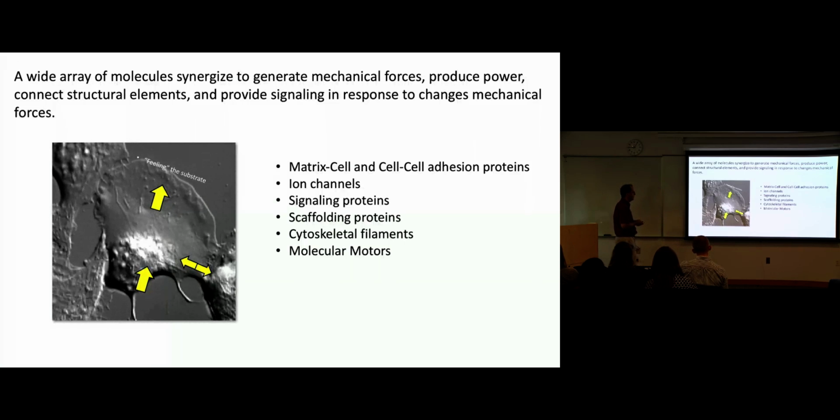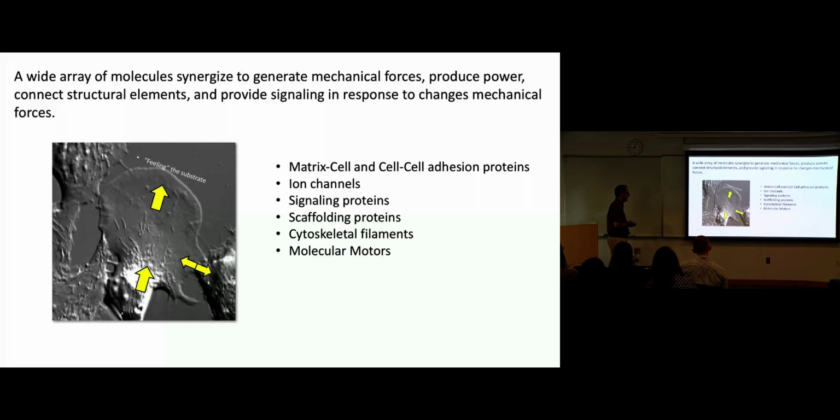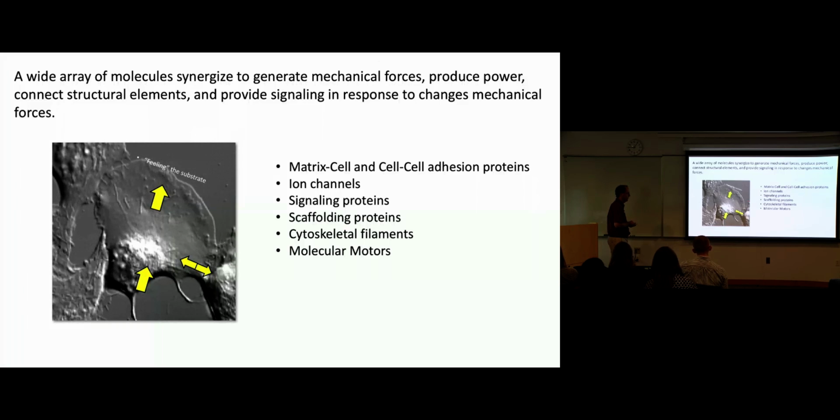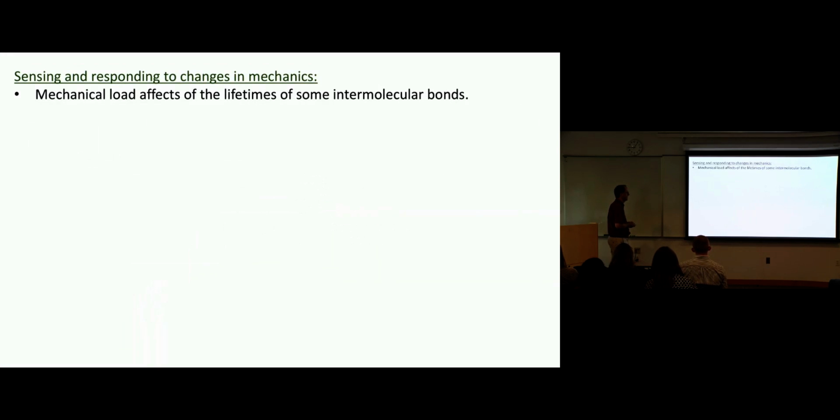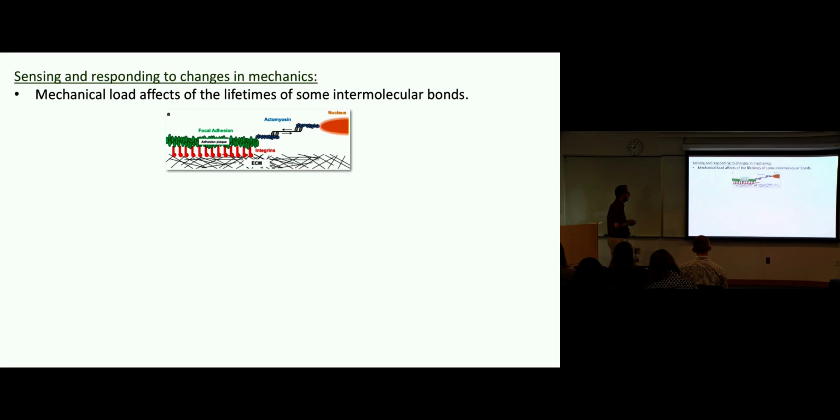Okay, so how do all of these things work together? And what are the changes in these proteins that are able to mediate this force sensing? So you can sense force and respond to force in different ways. Cells use different processes to do this. One is to change the lifetimes of intermolecular bonds. So the proteins can feel mechanical load and change how long they stay attached to each other. Okay, and you've been introduced, I'm sure, to the focal adhesion more than once.